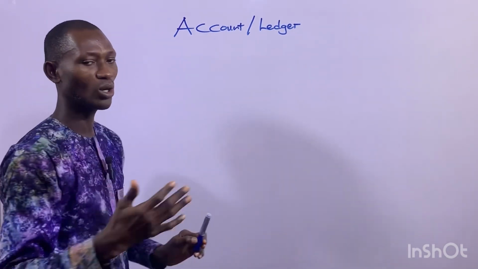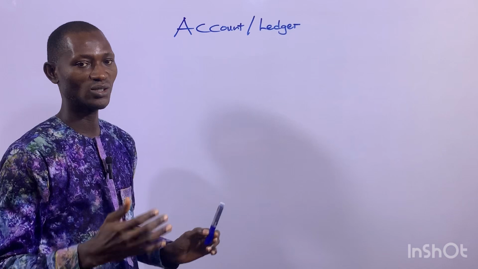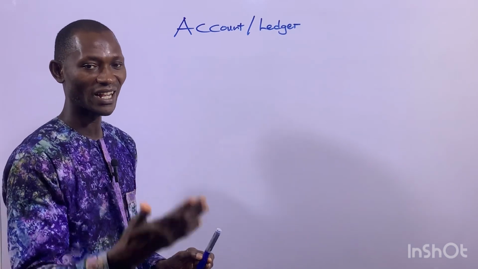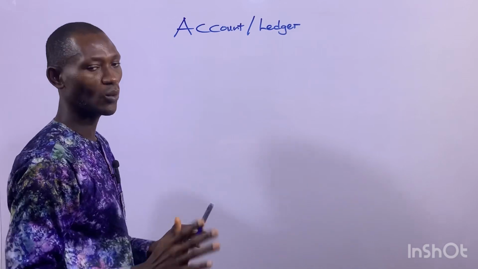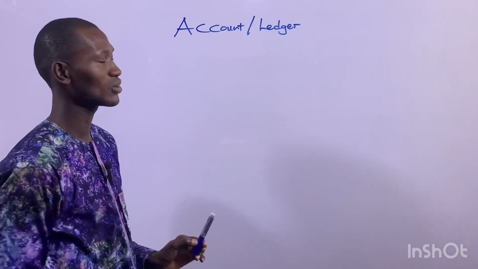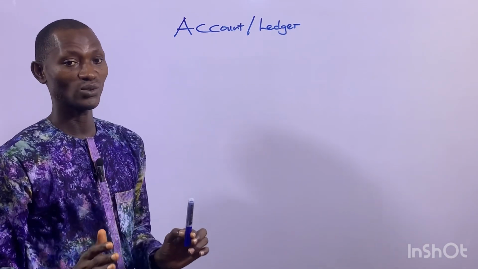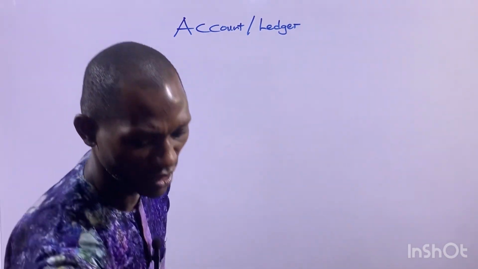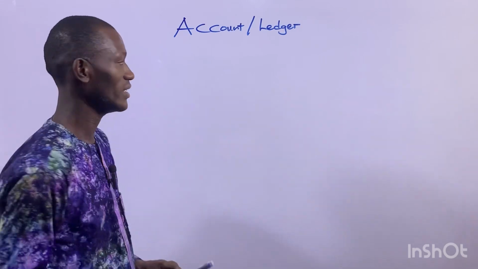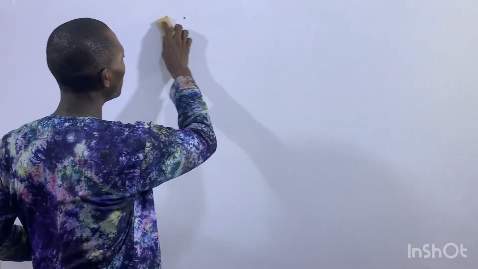So a ledger is more of a principal book of accounts that is used to record different accounts of a business organization. Let's talk about the subject of accounts extensively so that you'll be able to understand the difference between the two at a greater length. So let's talk about accounts now.